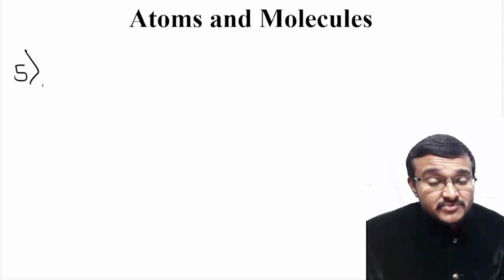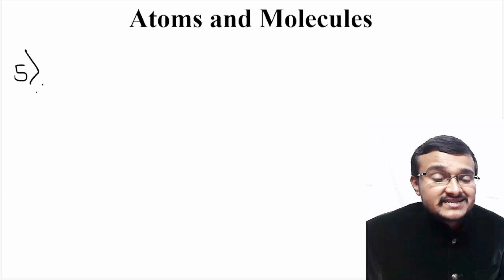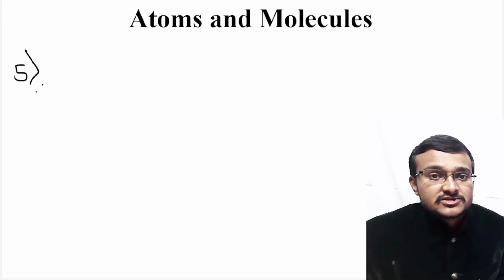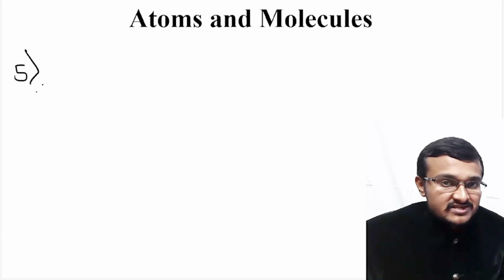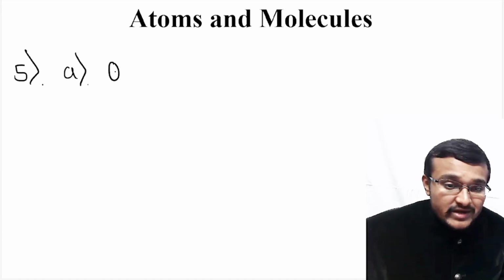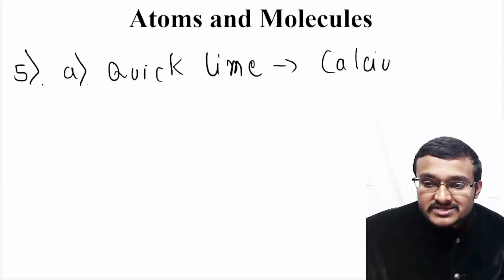Coming to the fifth question in this exercise, here you have to write the elements present in the compounds which they have given. So coming to the first part, that is A question, here they have given quicklime. So what do you mean by quicklime? Quicklime is nothing but calcium oxide. So calcium oxide is known as quicklime.